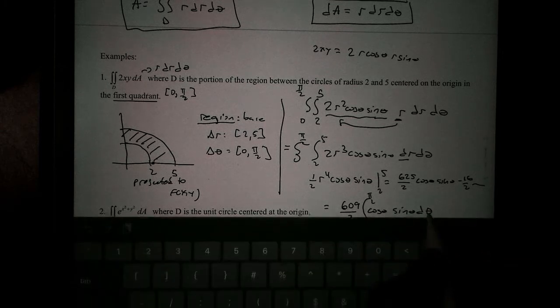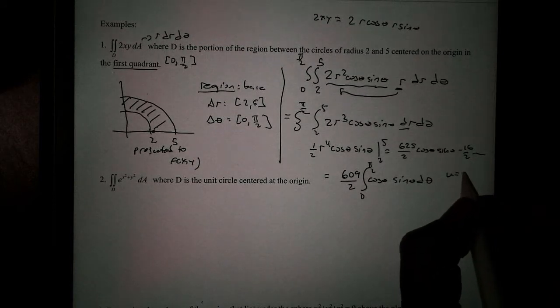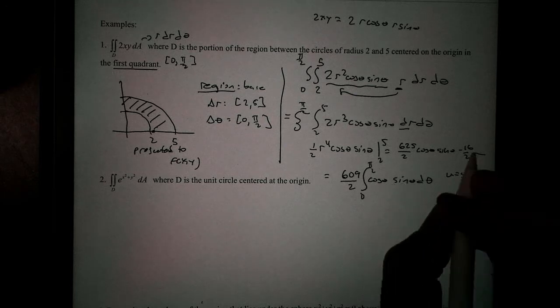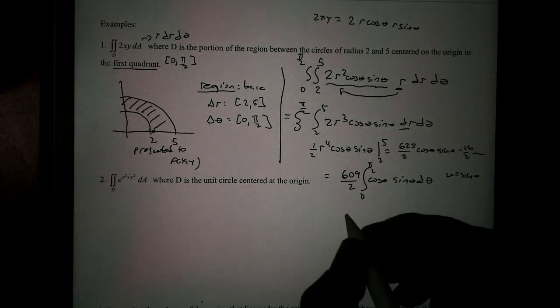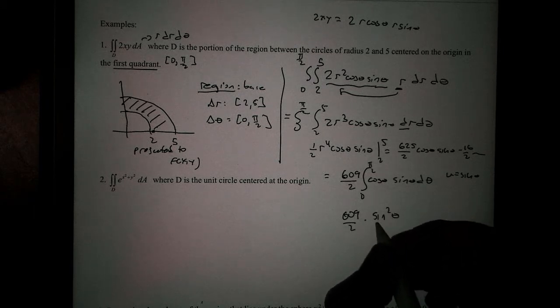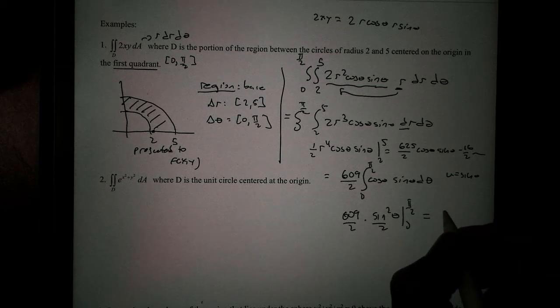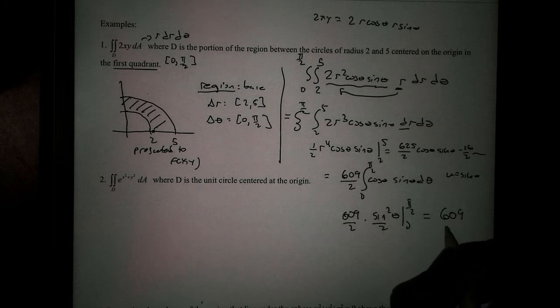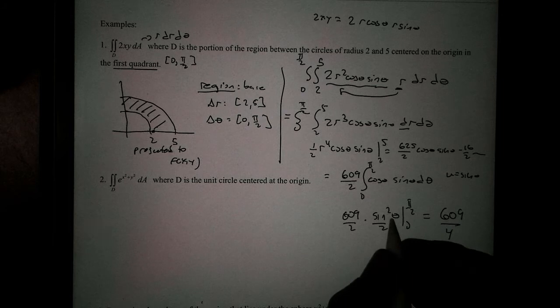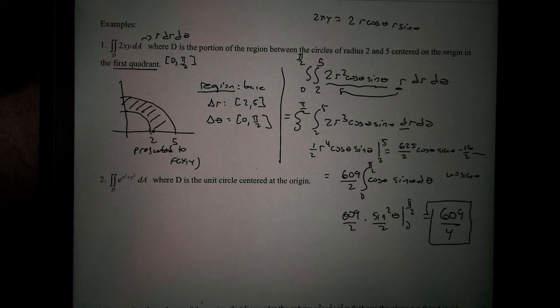And I'm going to use u substitution. I'm going to let u equal sine theta because its derivative is cosine theta. Those cancel out. This becomes u squared over 2. So we're left with 609 over 2 times sine squared theta over 2 from 0 to pi over 2. And when you simplify all of this, what you're going to wind up with is 609 over 4. That's easy enough to do because sine of pi over 2 is 1, square that is 1, so I just get 609 over 4. Sine of 0 is 0. So there's our final answer. Don't forget u substitution. If you forgot that, watch another video.